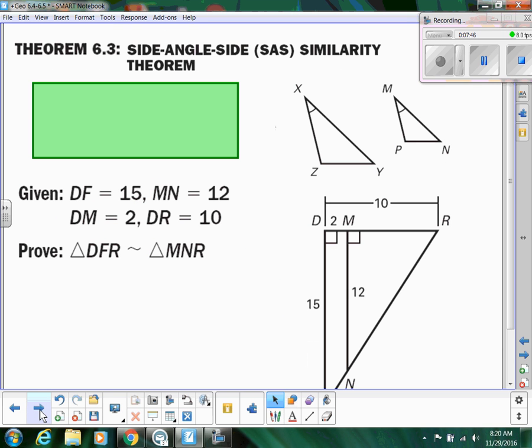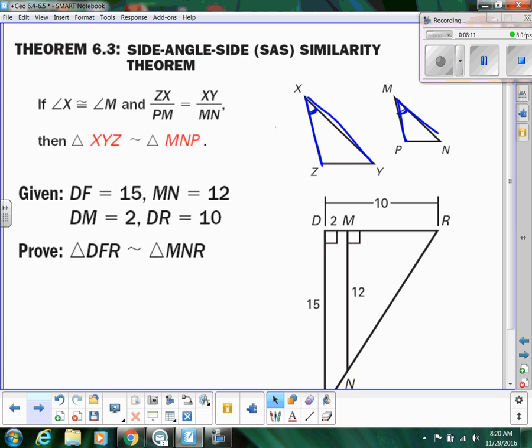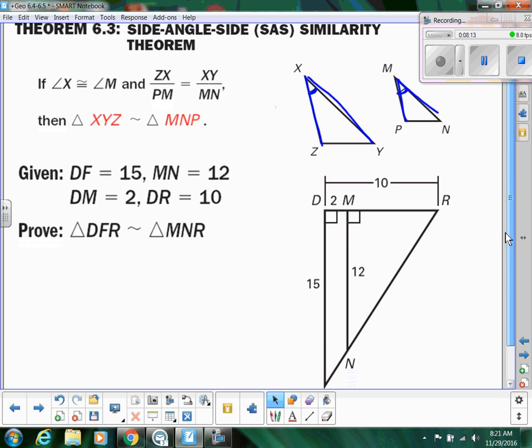All right, then we have the side-angle-side similarity theorem. It's very similar to the side-angle-side congruence theorem. So if I have an angle that's congruent, just one angle this time, but then I have the other two sides that touch that angle, if those two sides are not congruent, but they're proportional, then I know those triangles are similar. Okay, so for example, we could do this proof.